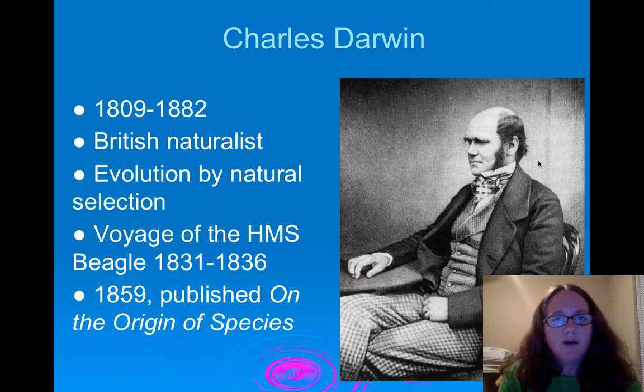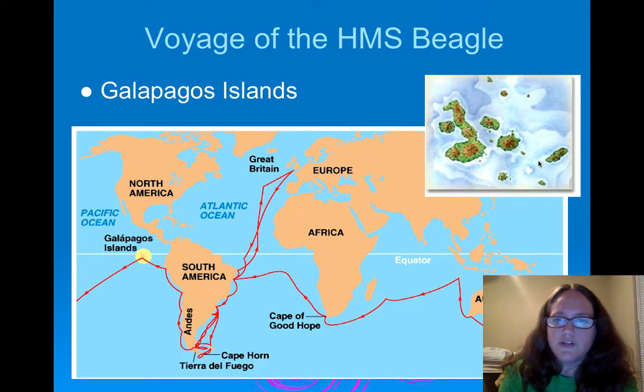And you probably are aware that people did not really take him seriously at the time. They called him Monkey Man because of his theory of evolution. But now this is the scientific consensus in biology, and it's kind of the backbone of biology. So here's his voyage. You'll see the red line going all across the Earth. This yellow dot is the Galapagos Islands.